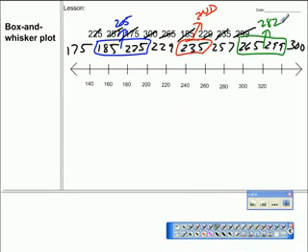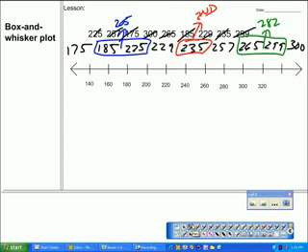All right, now I have all the information I need. That's it as far as computation. Now I'm going to make the box and whisker plot. But as far as the math goes, I'm done. The box and whisker plot.